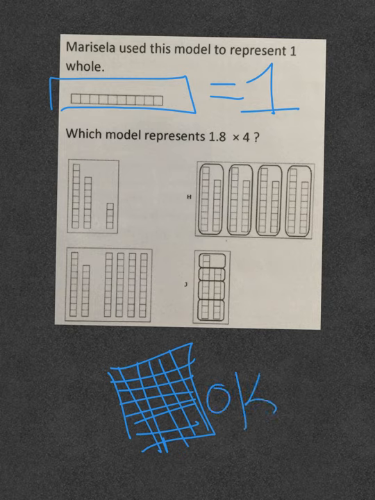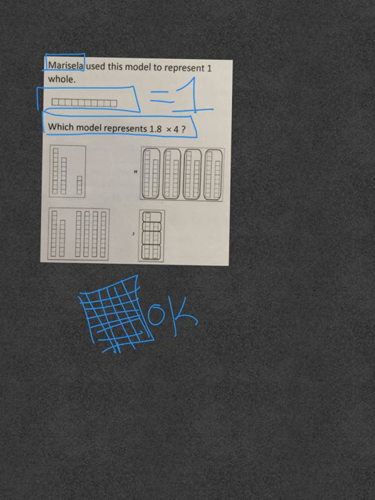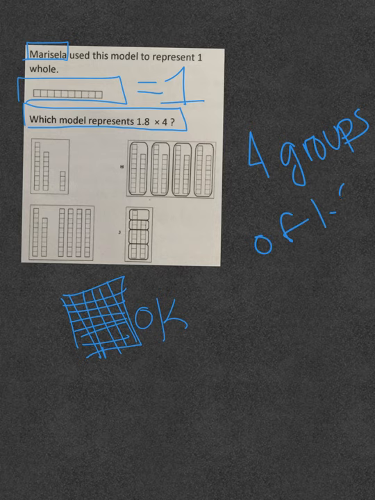But for the purpose of this problem, Maricela, who I guess is a little eccentric, decided to use this tens bar as a whole, which is fine. She must be working out something that we don't understand. Let's see what the question is asking us. Which model represents 1 and 8/10 multiplied by 4? Oh, we've seen this before. Do you remember when we did these and we said that that's 4 groups of 1 and 8/10?